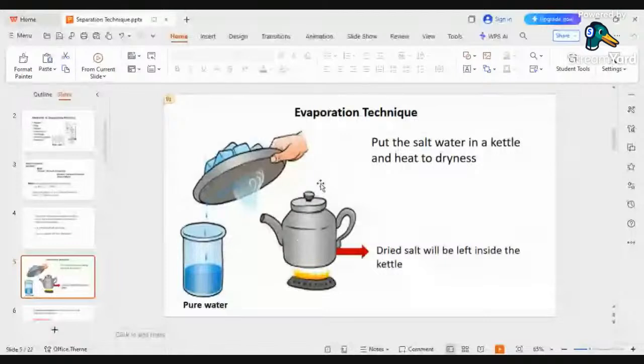So this technique, whereby we put the salt water in the kettle and heat it to dryness, is known as what? Evaporation technique.